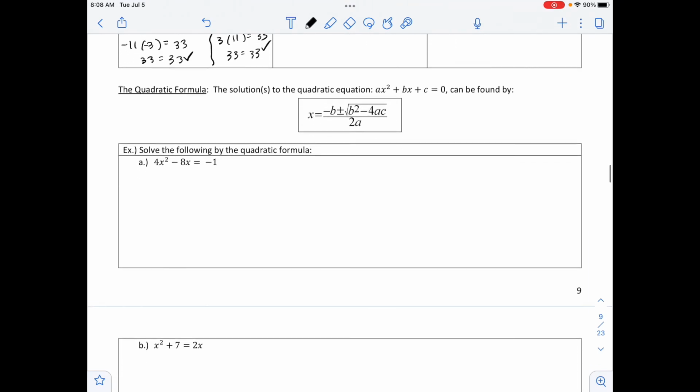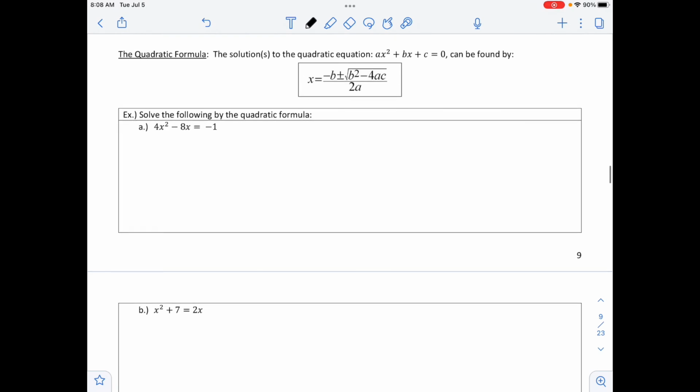Sometimes it's difficult to factor these and solve them, and sometimes the solutions are not nice and easy. And so a way to work around this would be the quadratic formula. So definitely a formula that we need to know. The solutions to a quadratic equation of the form ax squared plus bx plus c equals 0 can be found by using the quadratic formula. The quadratic formula starts with x equals negative b plus or minus the square root of b squared minus 4ac all over 2a.